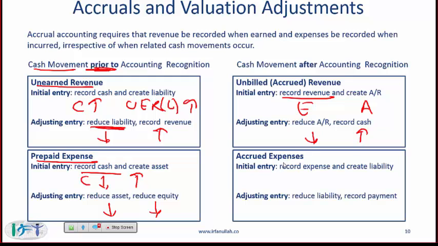Accrued expense, this is where we accrue an expense, such as we might have employees working for us during a month, but we don't pay them. So we show the expense and create a liability called salaries payable in my simple example. Then when we pay the salaries, we reduce the liability and record the payment, which means we reduce cash.